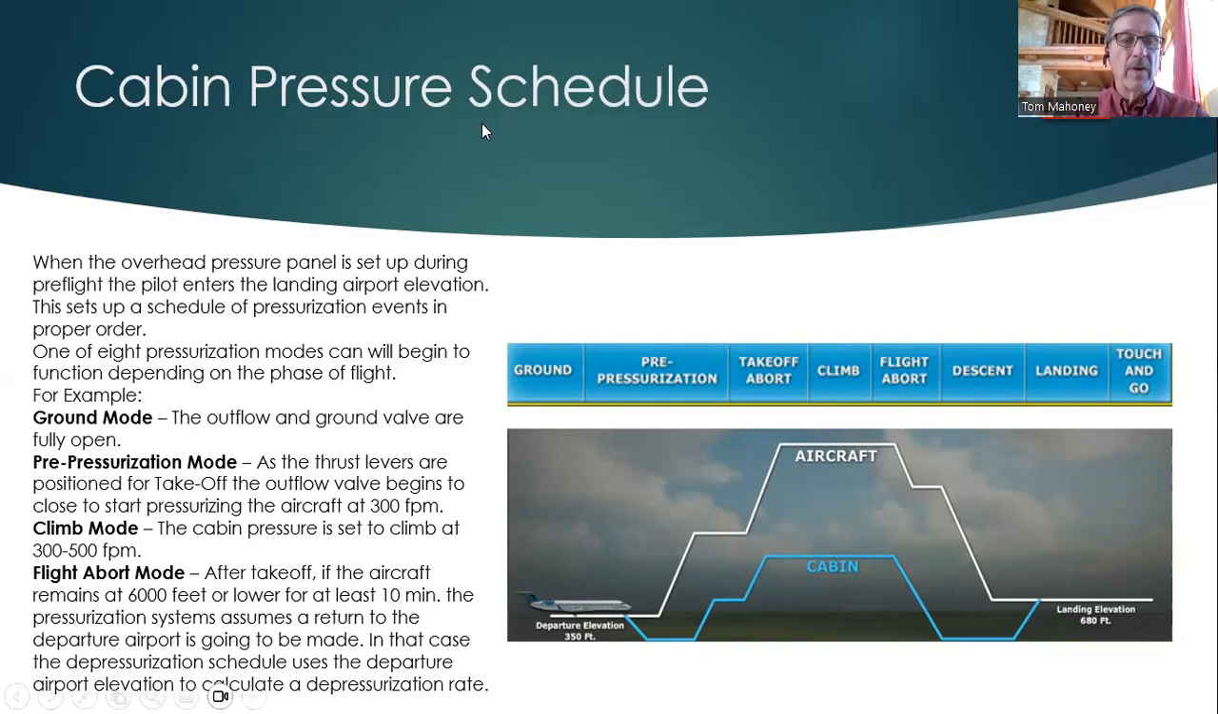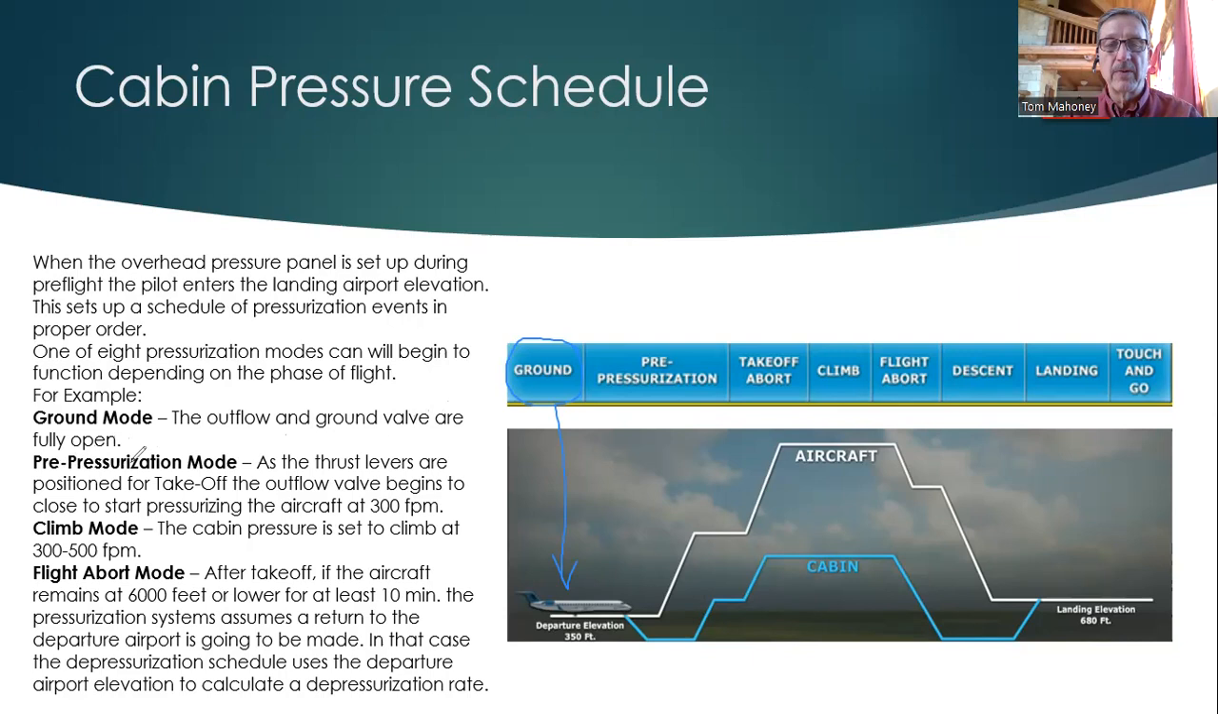So when the overhead pressure panel is set up during pre-flight, the pilots enter the landing airport elevation. This sets up a schedule of pressurization events in the proper order. One of eight pressurization modes will begin to function depending on the phase of flight. So, for example, if you are in the ground mode right here, that corresponds to that position of the aircraft. The outflow valve and the ground valve are going to be fully opened.